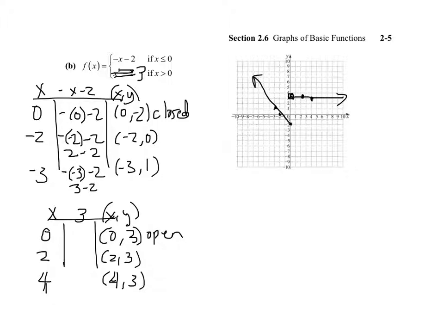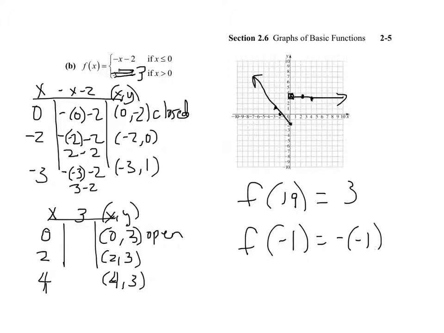And then again, you could be asked to identify things such as what would be f of 19. Well, you have to decide, am I plugging into the top equation or the bottom? Looking at my domain restriction, I plug in at the bottom. That means it would be equal to 3. If I asked you what is f of -1, then when I look at the domain restriction, -1 is less than 0, so I plug into the top equation. So I would have -(-1) minus 2. 1 minus 2 is -1.